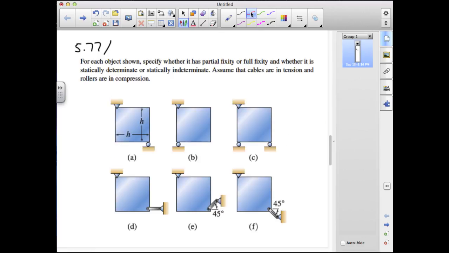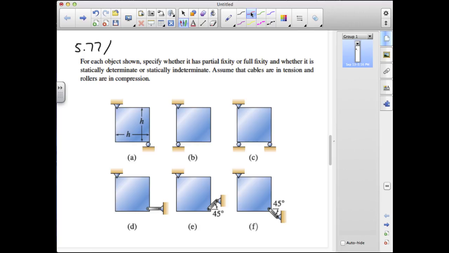For our second problem, we have problem 577, which is a qualitative problem. We have a square plate, and we want to specify under the conditions shown whether it has partial or full fixity and whether it is statically determinate or statically indeterminate.